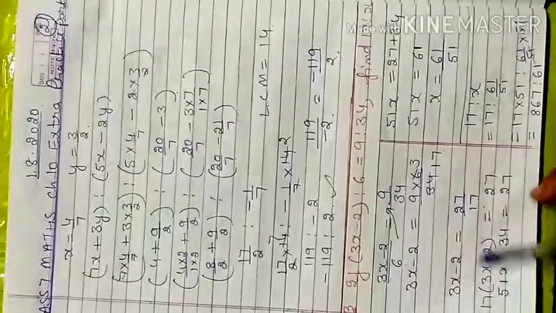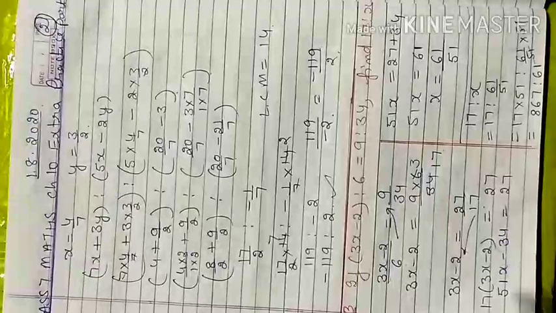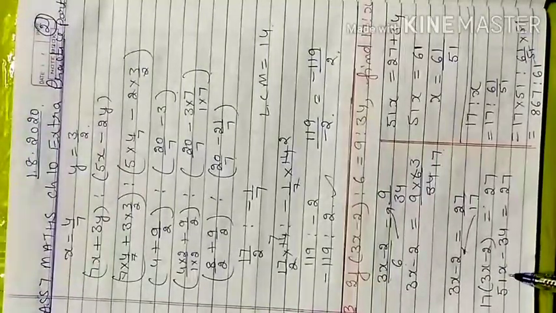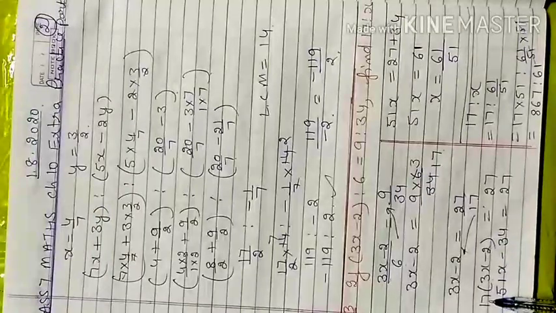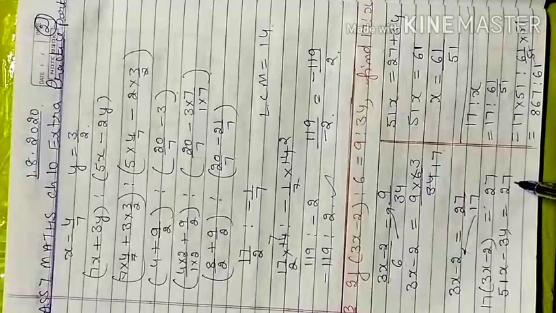Now 17 cross multiplies by this whole bracket: 17 into (3x minus 2). First 17 will be multiplied by 3x, which gives me 51x. Then minus 2 multiplied by 17 gives me minus 34, is equal to 27.